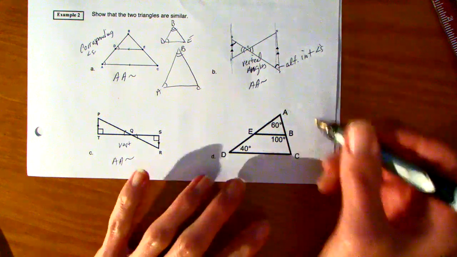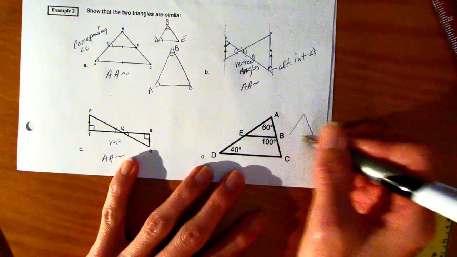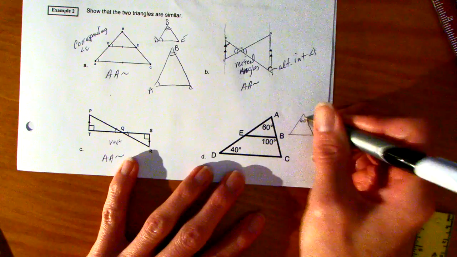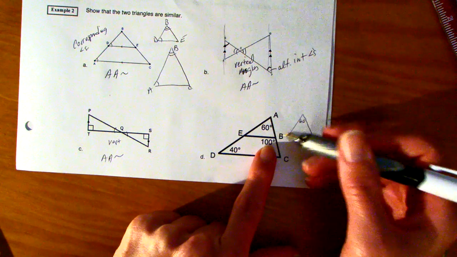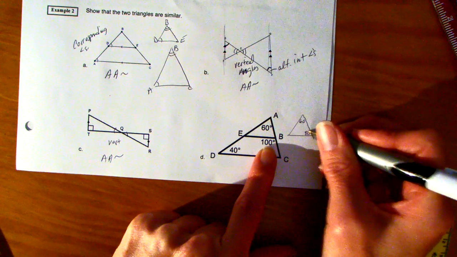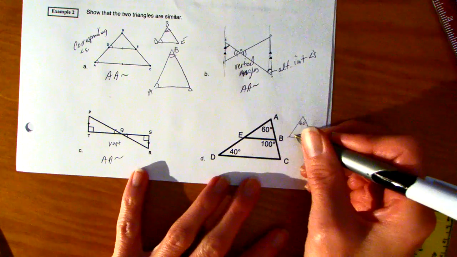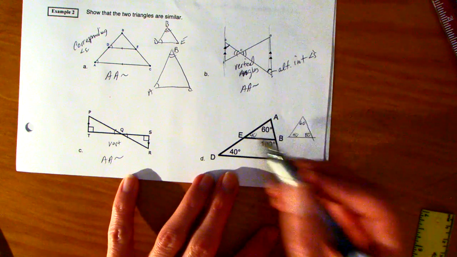let's see here. I'm going to split these up. This is 60. Now, if this is 100, remember this is a linear pair. This has to be 80. And then 60 plus 80 is 140. This will be 40. What do you notice? These two angles are congruent.